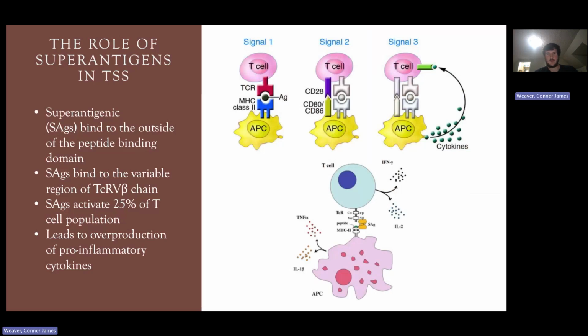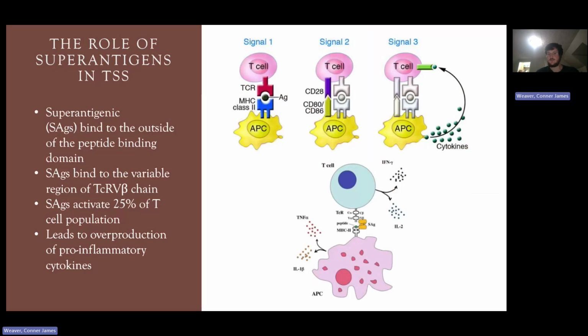With superantigens, they can bypass this. They bind the MHC class 2 complex to the TCR, but they do this on the outside of the peptide binding groove. They bind to the beta chain of the T cell receptor in the variable region, and by doing this, they don't have to abide by the rule of fitting into that perfect peptide binding groove. Essentially, they can bind to many different types of T cell receptors, and so the superantigens activate about 25% of the T cell population.